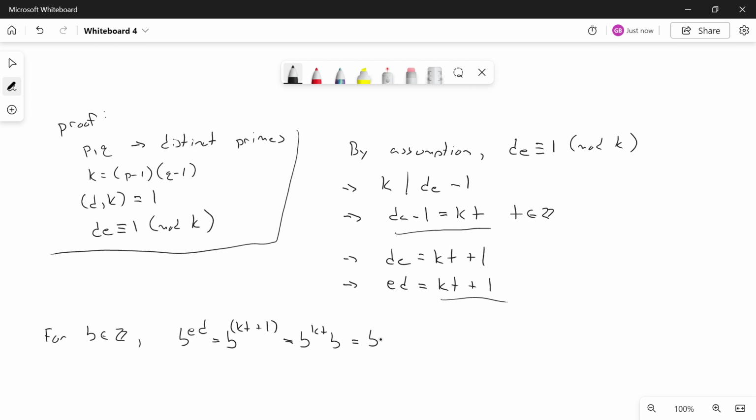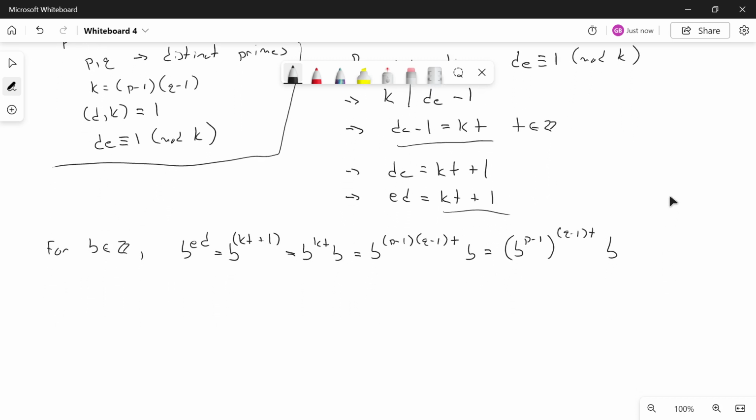Now K, we know what K is. K is P minus 1 times Q minus 1. So let's do that substitution in. Instead of K, I'm going to write P minus 1, Q minus 1, T times B. And we're just going to isolate B to the power P minus 1, Q minus 1, T, times B. All right, now we need just a little bit more space here.